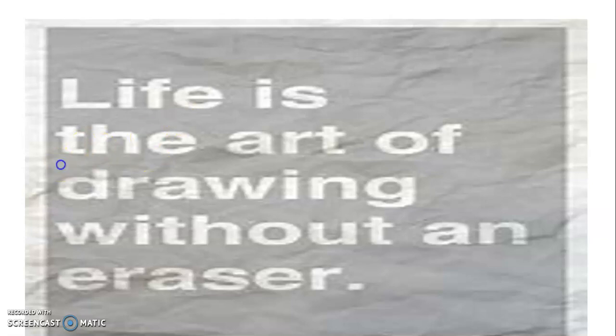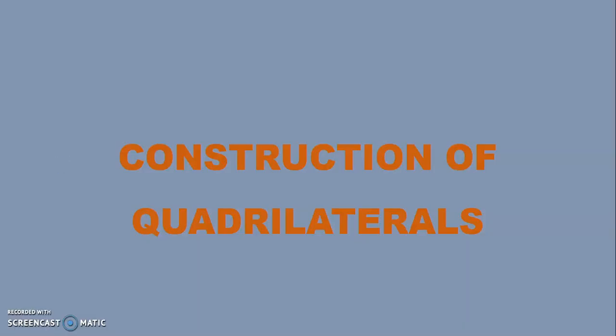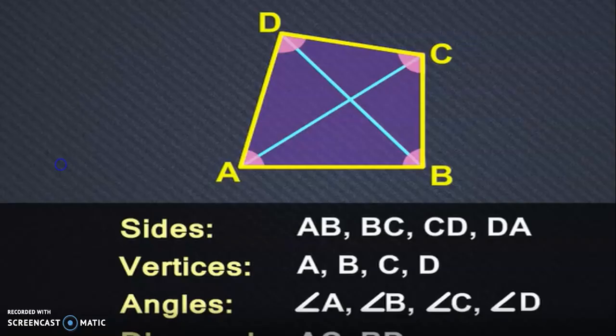Okay, children? Let us get into practical geometry, construction of quadrilaterals. And what is a quadrilateral? We all know that it is a polygon with 4 sides and 4 angles, isn't it? So what are the elements in a quadrilateral? Yes, sides. How many sides does it have? 4 sides. Name the sides: AB, BC, CD and DA. What are the vertices? Vertex A, vertex B, vertex C and vertex D. When it is an angle, we use the angle symbol here: angle A, angle B, angle C.